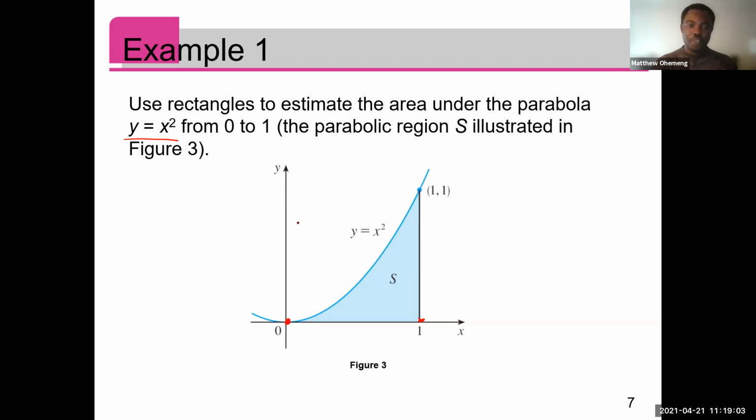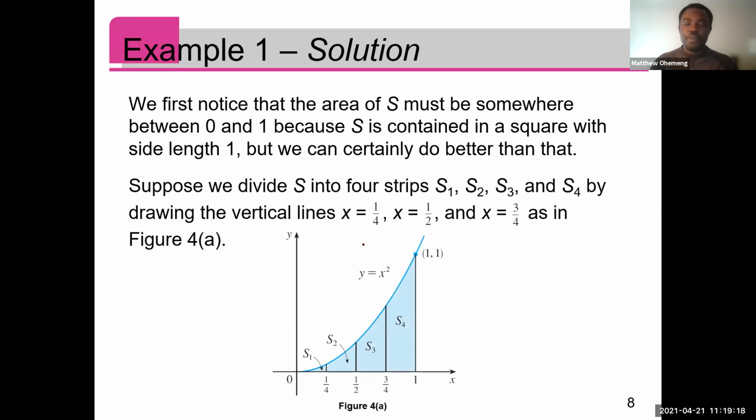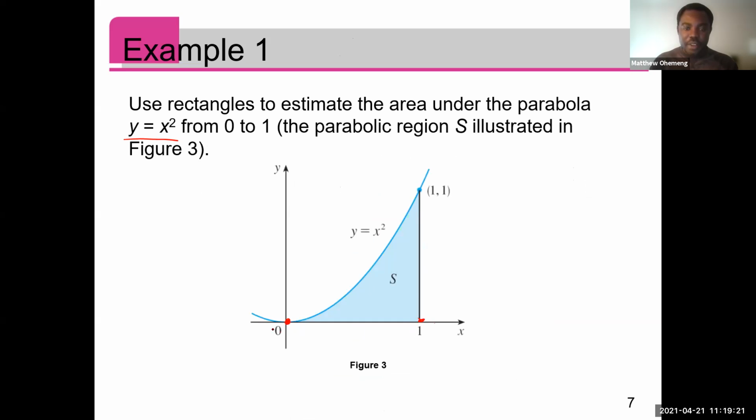Okay, so now let's develop the ideas for this estimate of the area. We're looking at the area from 0 to 1 under the curve y equals x squared. The first thing we realize is that this area from 0 to 1 can be found in this square. If we put this curve there, the square will contain the curve. So we can say from the start that this S is between 0 and 1.